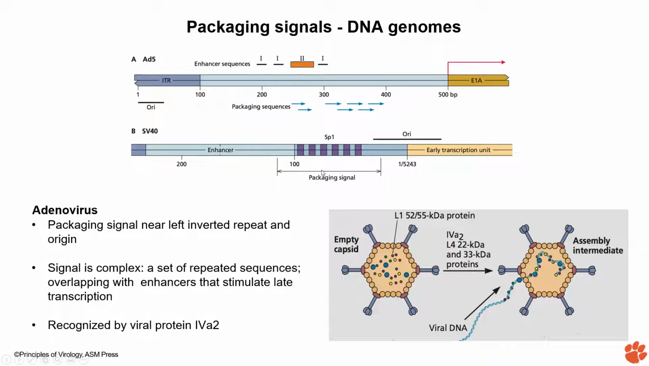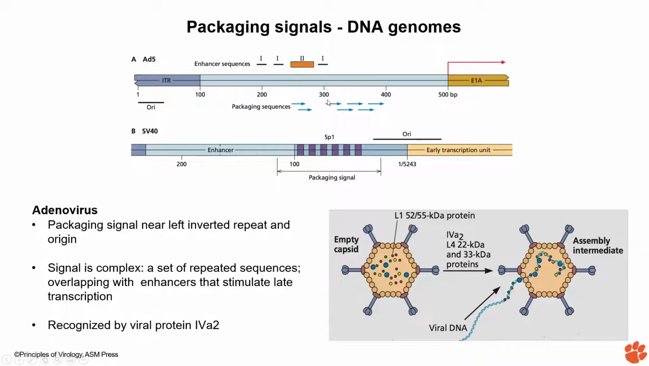On the other hand, say for SV40, in the SP1 region there are also some sequences on the DNA which are recognized by the cognate proteins for packaging. And the take-home message, which is complicated, is that specific sequences are not required. The packaging signals are near the left inverted repeat and the origin of adenovirus. The signal is complex, a set of repeated sequences and overlapping enhancers that stimulate late transcription. So you can see that the same sequence in the genome, which earlier helped in transcription, the same overlapping region sequences also help in the packaging of the genome.